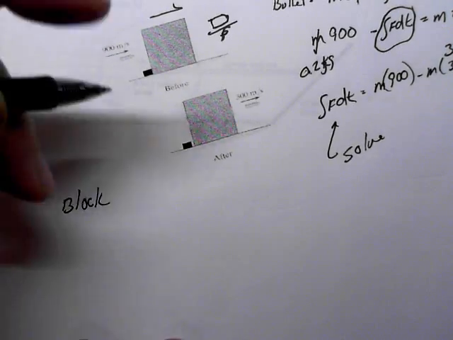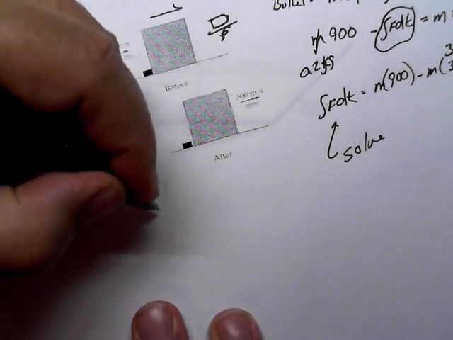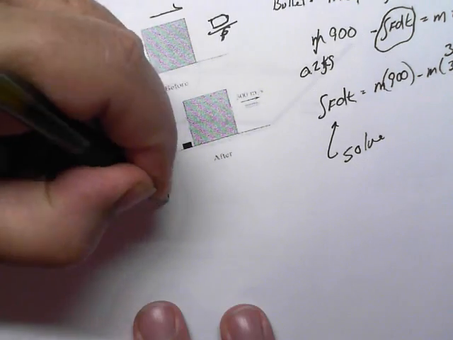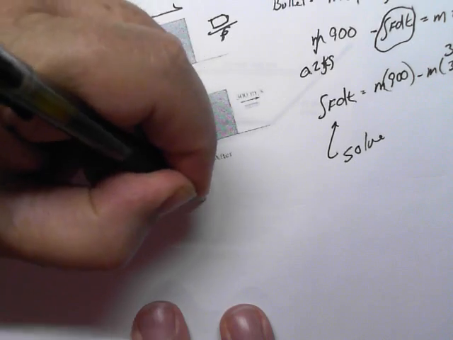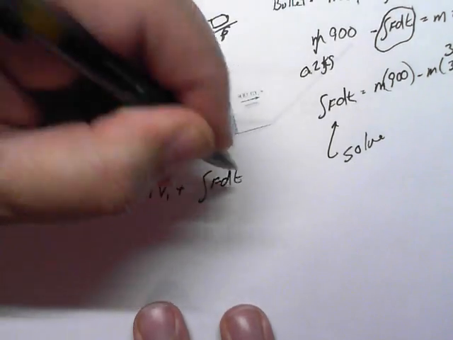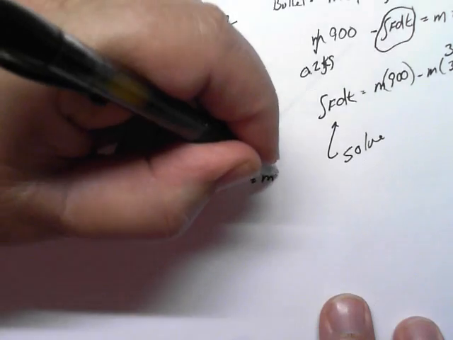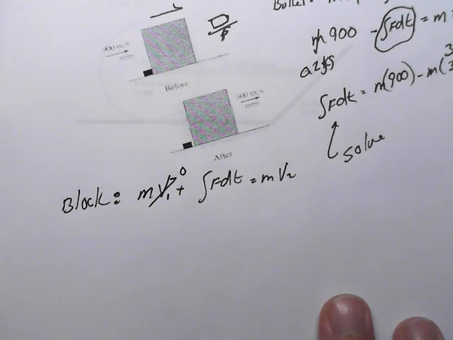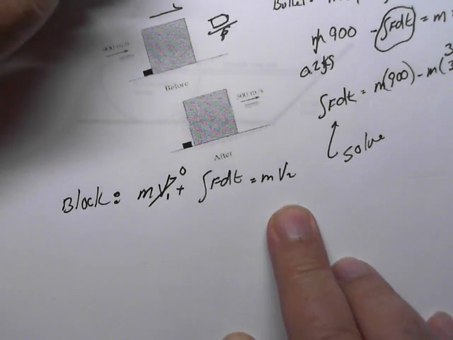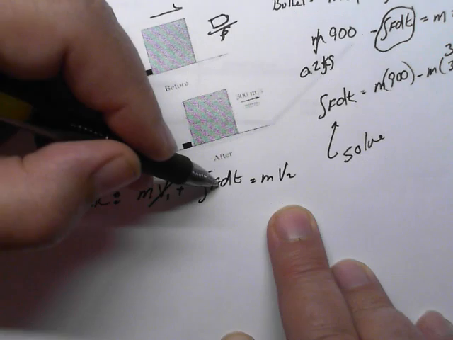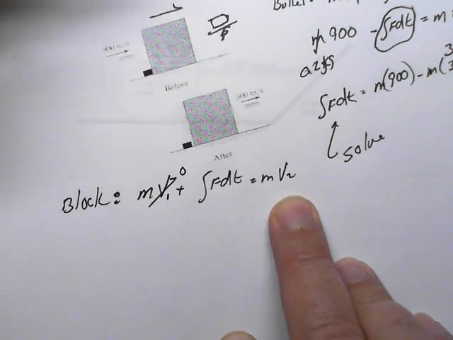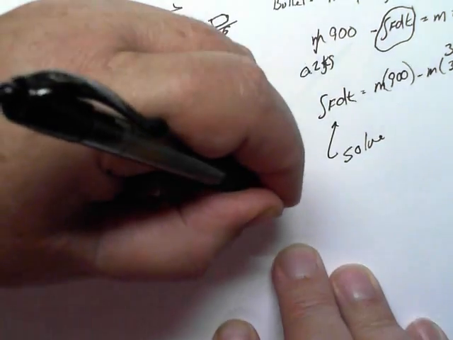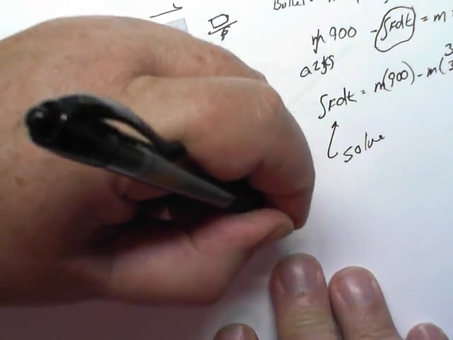So now we will look at the block, and we will look at impulse-momentum for the block and say that mass times v1 plus the integral of f dt is equal to mv2, and for the block v1 is 0 and v2 we don't know, but we do know the impulse now, and so v2 would be our only unknown, and so we can solve for v2.